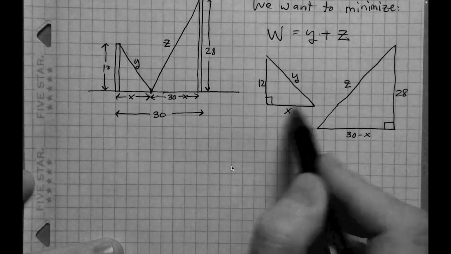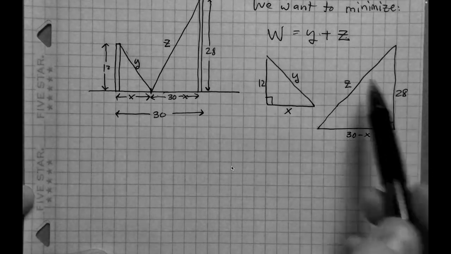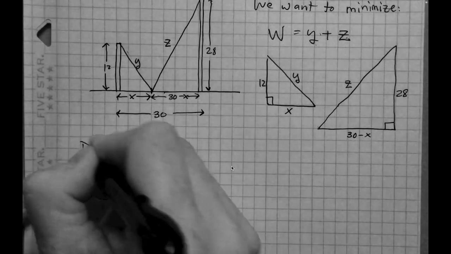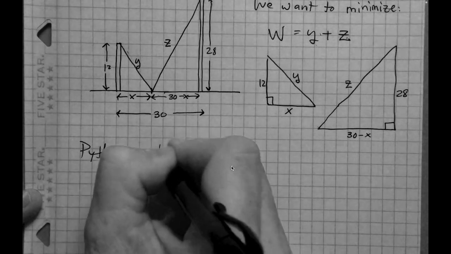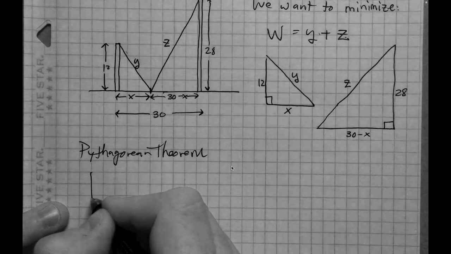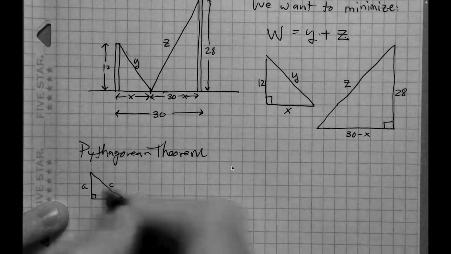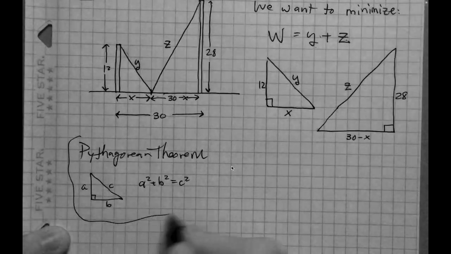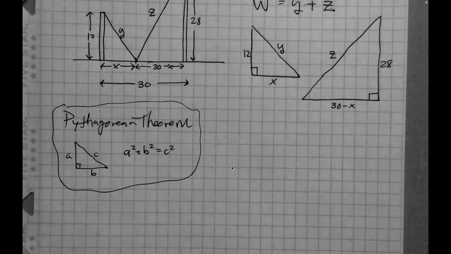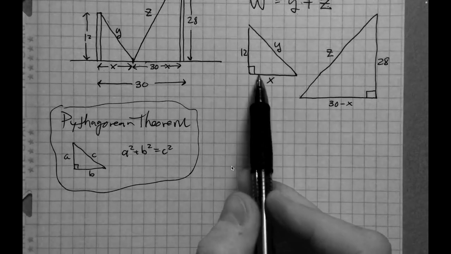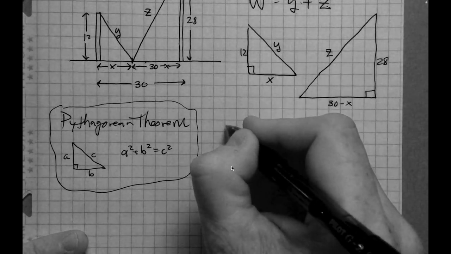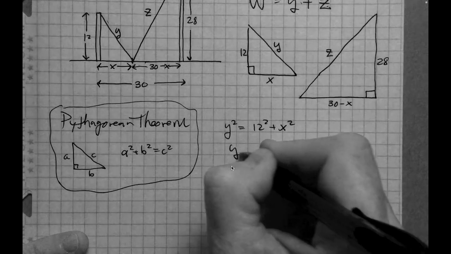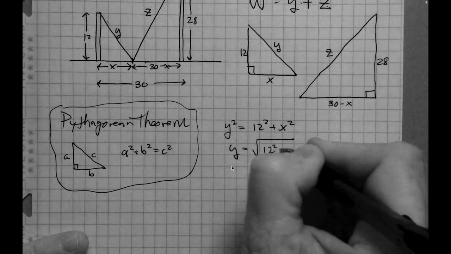Okay, but the good news is both of these triangles contain x, and we can rewrite y and z in terms of x using the Pythagorean theorem. So let's just recall that. You will obviously have seen this. Given a right triangle A, B, C, we know that a squared plus b squared equals c squared. And that's what we'll want to use here. So let's start with this one here. We'll have y squared equals 12 squared plus x squared. So that means y equals the square root of 12 squared plus x squared.